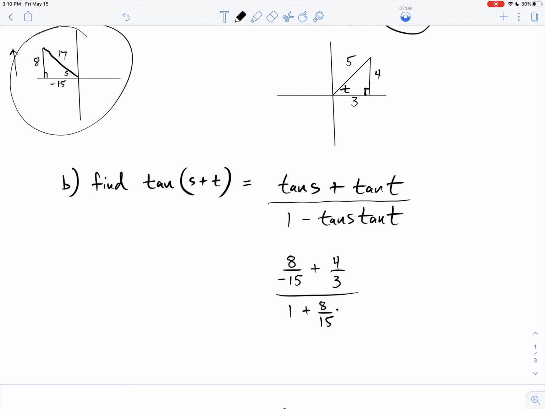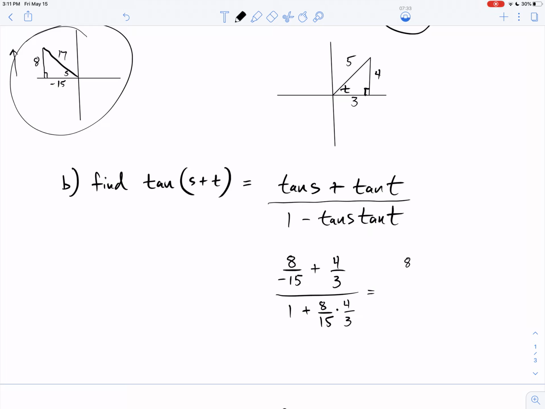Times the tangent of T. And I've got a really ugly double fraction. A couple of different ways I could play this game right now. One of them is I could combine the tops, get one number, combine the bottoms, get one number. That's not a bad way to go, but I just like practicing my double fractions.